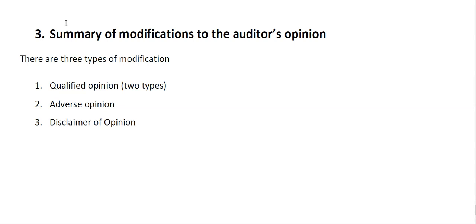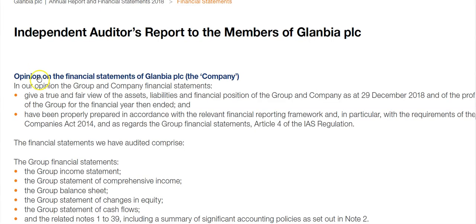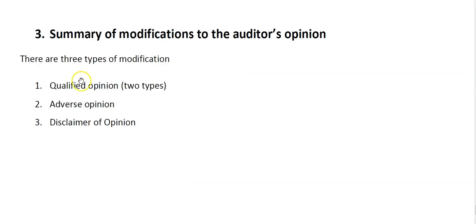Modifications to the auditor's opinion is where there's a problem, some material problem or a material and pervasive problem with the financial statements, and therefore the auditor is unable to give an unmodified opinion. The auditor can't say, in our opinion, the financial statements give a true and fair view. That's not possible now because there's either a material or pervasive problem. So they've got to change the audit opinion and give a modified audit opinion.